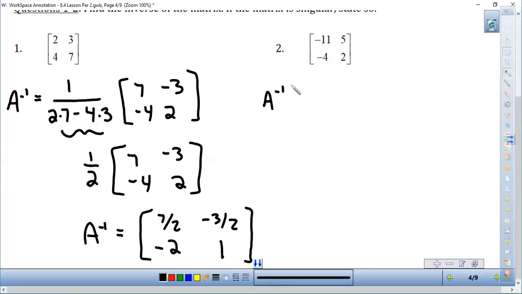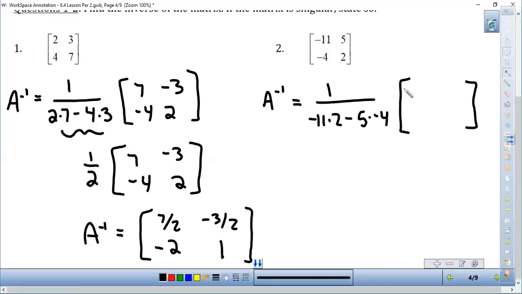All right, checking our work for the second one, we're going to get 1 over -11 times 2 minus 5 times -4. And that'll be in front of the matrix where we switch places, the 2 and the -11. And then the 5 and the -4, we're going to put a negative in front. So that's going to turn it into a -5. The negative in front of the -4 is going to make it a +4.